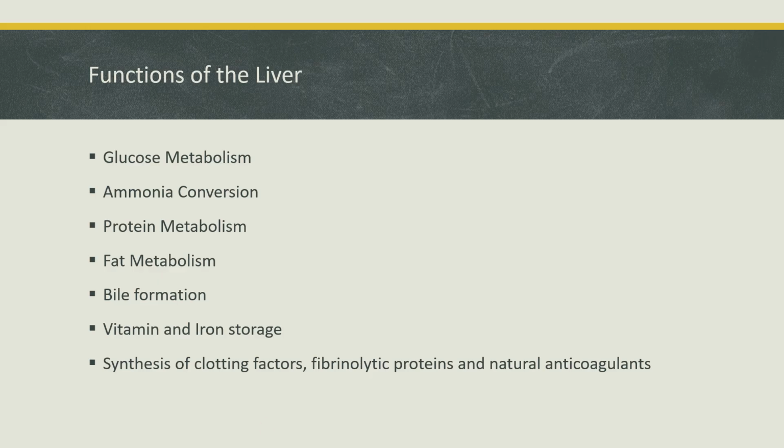So our liver is going to help with glucose metabolism, ammonia conversion, so breaking down metabolic waste, protein metabolism, fat metabolism, bile formation, storage of a lot of our vitamins and iron, as well as the synthesis of our clotting factors. So when we see liver disease, what we worry about is bleeding for these patients because they aren't able to make clotting factors, like the rebar of our blood clots.